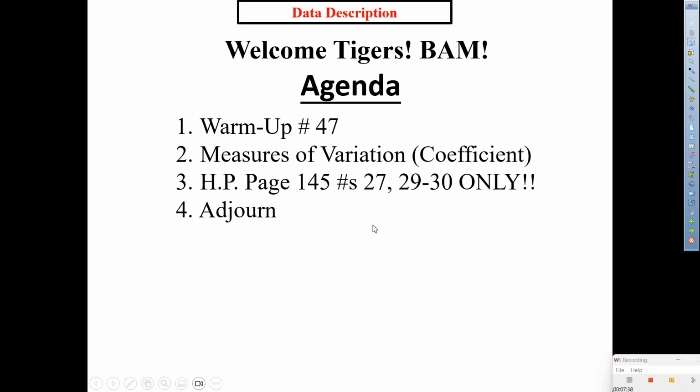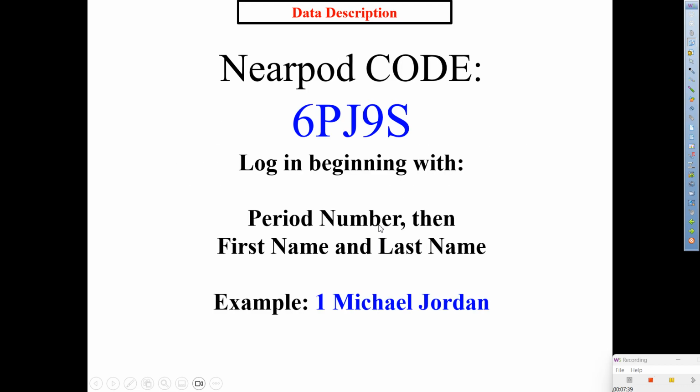And then copy this code for your home plate axis, 6PJ9S.